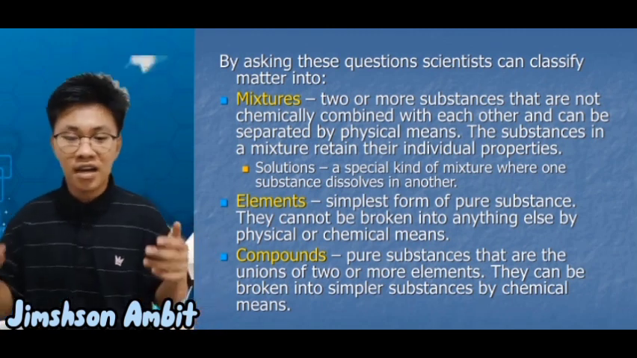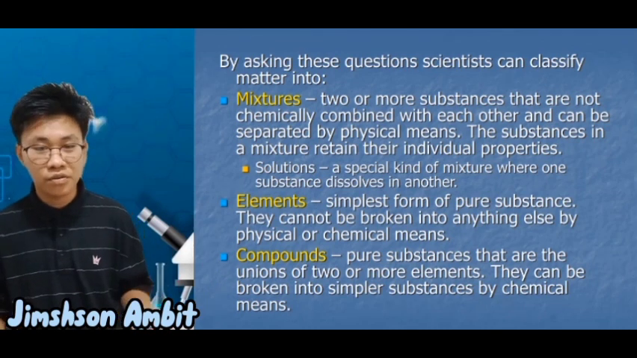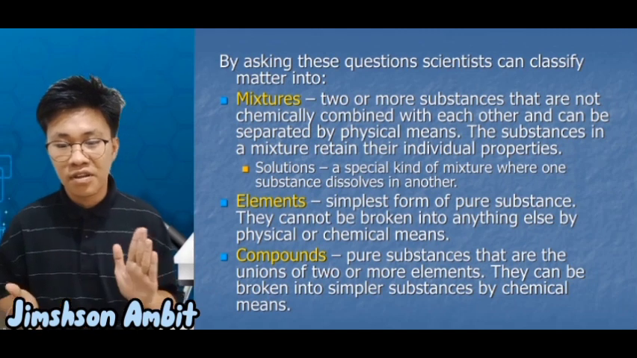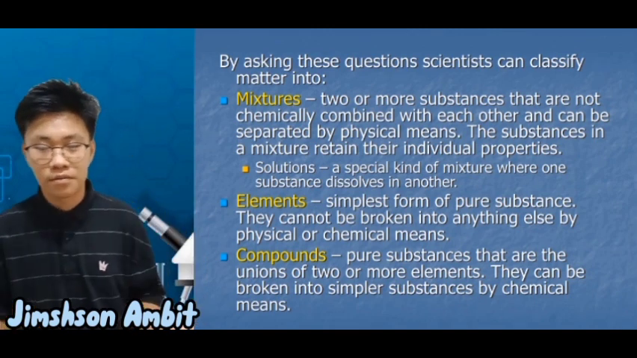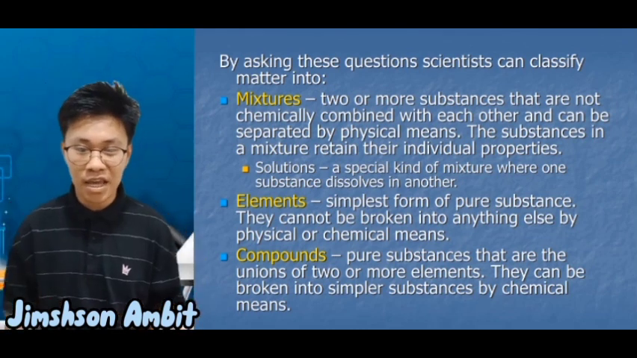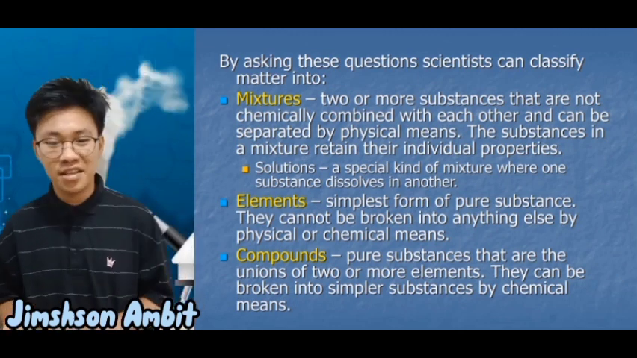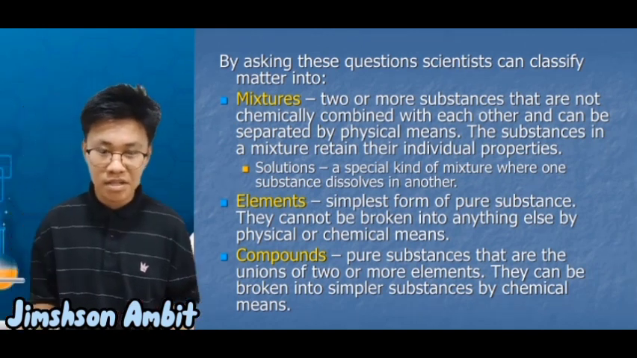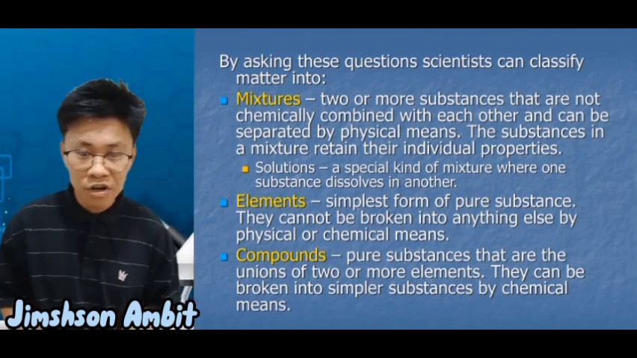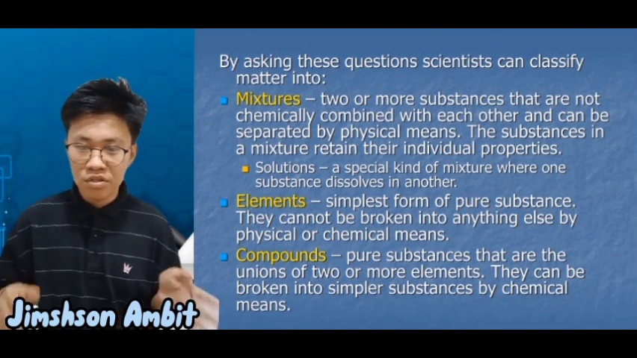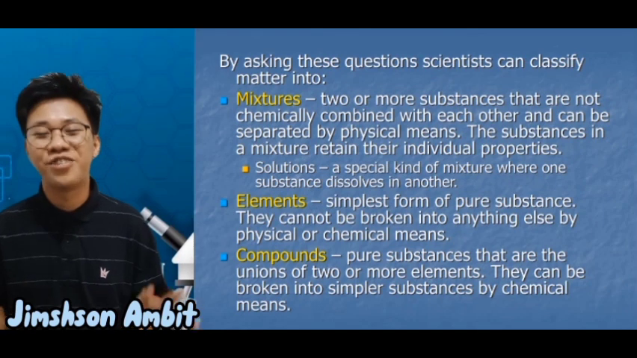In conclusion, the classification of matter into mixtures, elements, and compounds provides scientists with a framework to understand the composition and behavior of different substances. For example, here we have the matter of lotion. By examining the uniformity, separability, and chemical characteristics of matter, scientists can categorize it accordingly. Mixtures are combinations of substances that retain their individual properties and can be separated by physical means. Elements are the simplest form of pure substance, while compounds are pure substances composed of two or more elements in a fixed ratio. Through this classification system, scientists gain valuable insight into the world of matter and further our understanding of the natural world.